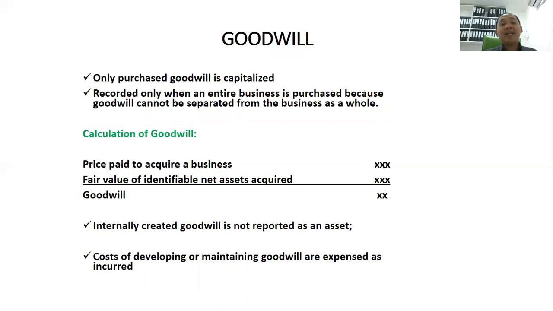Okay? Internally created goodwill is not reported as an asset. So to take note, please, internally created goodwill is not reported as an asset. Okay, the costs of developing or maintaining goodwill are expensed as incurred. Laging tatandaan yan. And this comes up again in the business combination topic.